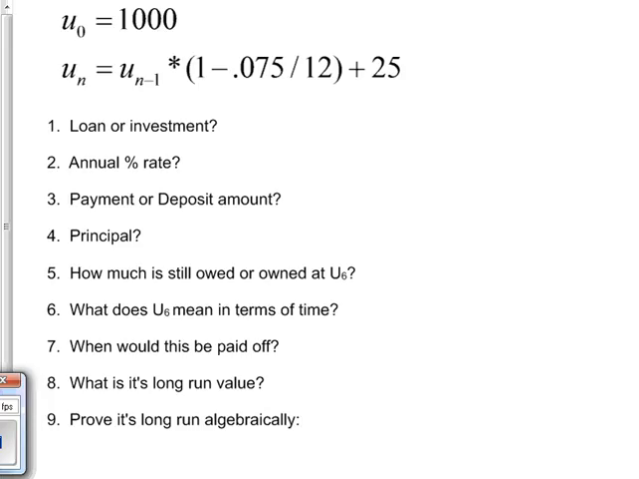1, is this a loan or investment? Investment. And how do we know? Yeah, it's a little bit of a weird one because of this. This is a bad investment because you're putting it into something that's losing, but technically it is an investment. What's the annual percent rate? 7.5. Awesome. We know that because of this. What's the payment or deposit amount? Since it's a deposit, it's $25. Our principal would be 1,000.